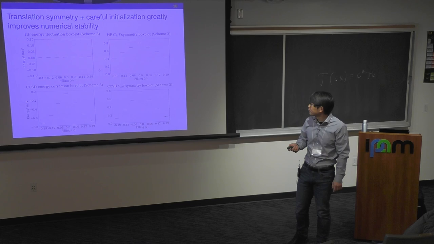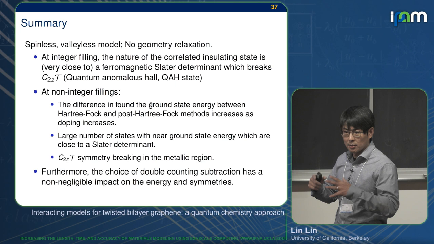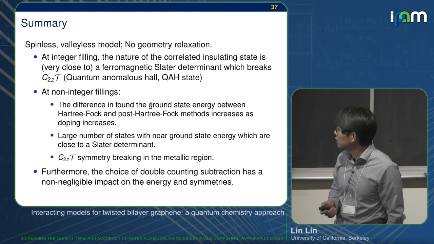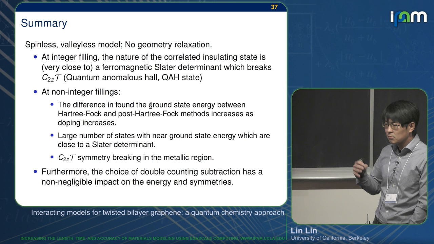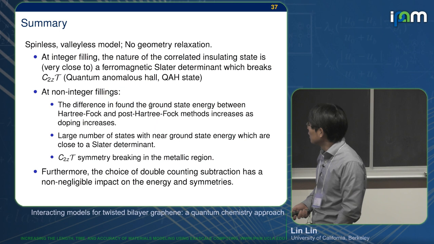Let me summarize this part of the talk, because I do want to say a little bit about DFT or ab initio. For the spinless valleyless model, keep in mind that's a simplified model. And there's no geometry relaxation either, and there could be important geometry relaxation effects. At the integer filling, the nature of the correlated insulator state is pretty much well documented, and a lot of people have converged their opinions, which is very close to a ferromagnetic Slater determinant, which breaks the C2ZT, which is a QH phase. At the non-integer filling, the difference is found.